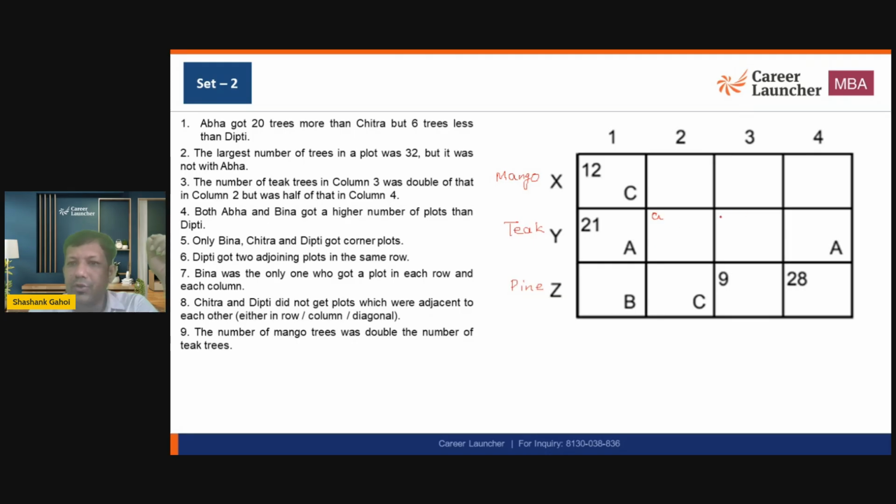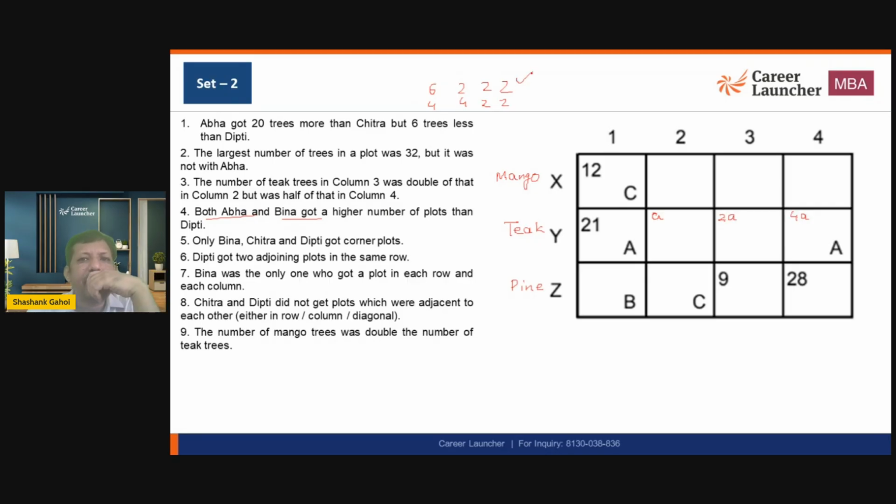And this is going to be 2a. And this number is half of this number, so that is going to be 4a. Only Beena and Chitra, both Abha and Beena got higher number of plots than Deepti. So it means I had 2 arrangements, that is 6,2,2,2. Another arrangement was 4,4,2,2.